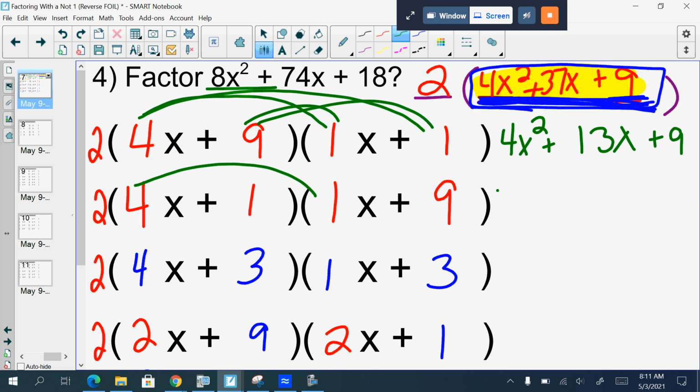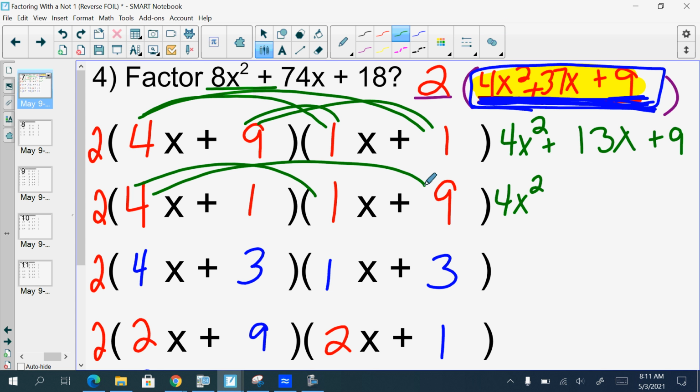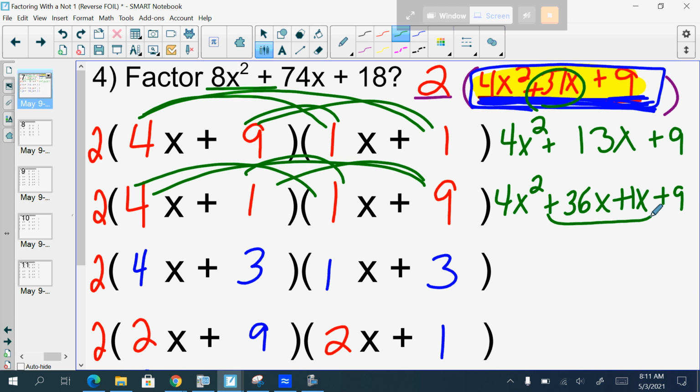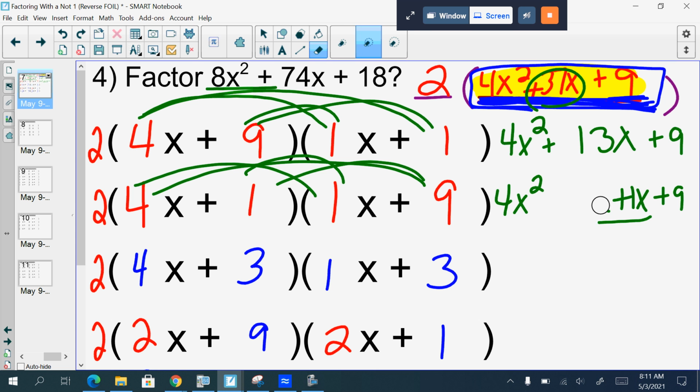4x times 1x is 4x squared. Outer, 4x times 9 is 36x. Again, you may have thought to yourself that that might be the combination that works because it's close to this. 1 times 1 is 1x. And then 1 times 9 is 9. This is going to be the one that works because look at your outer and inner. They add up to 37, which is what we wanted. So 36 plus 1 is going to give us 37x here.